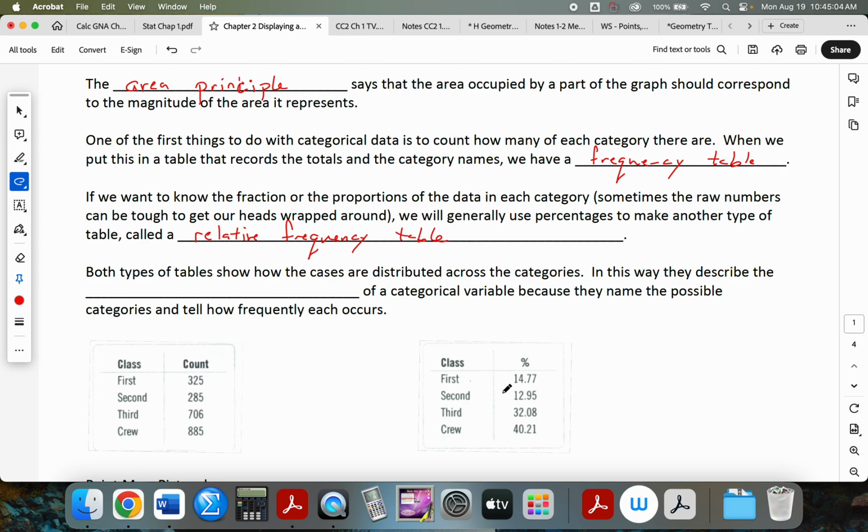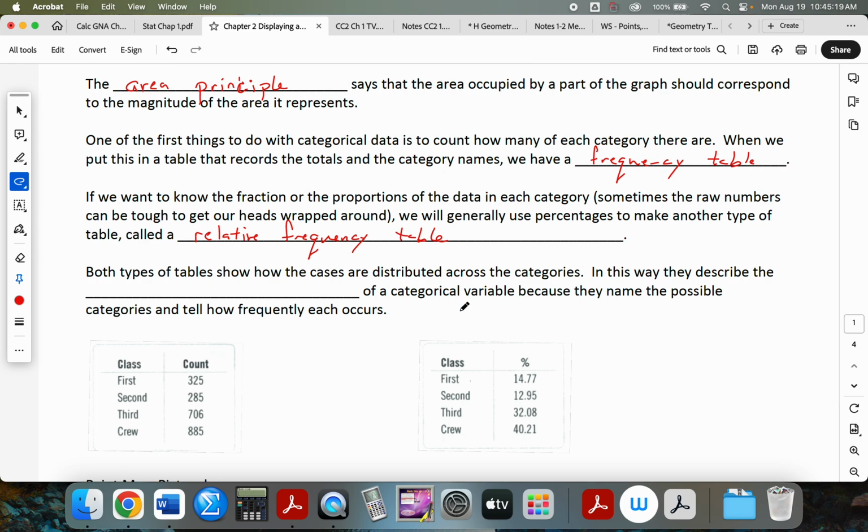Now, do you lose a little bit of accuracy when you do that? Yeah. But you really want people to be able to look at something and boom, they've got an idea of what's going on.